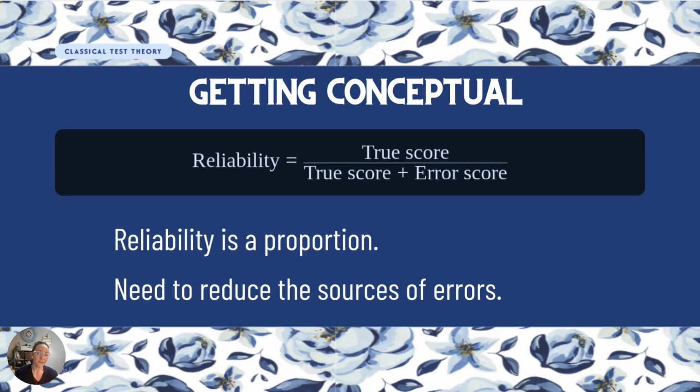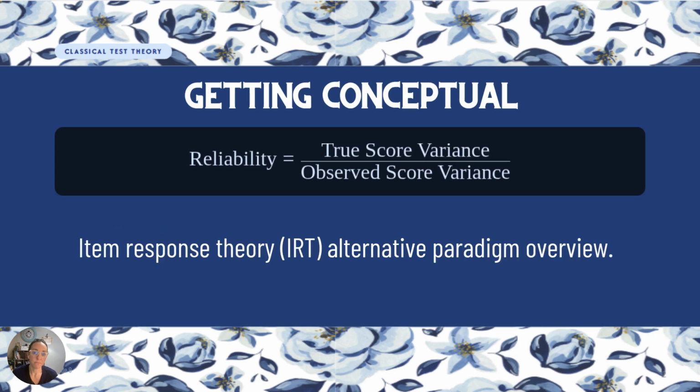So reliability improves when that error decreases, okay? Less error means the observed scores get closer and closer to the true scores. And ultimately, that's the whole goal here, right? We want to reduce the noise and increase precision.